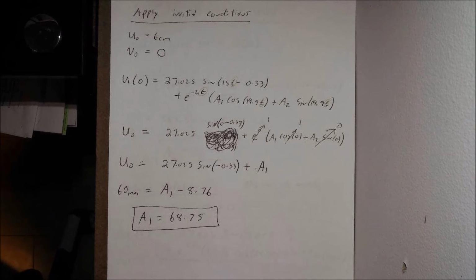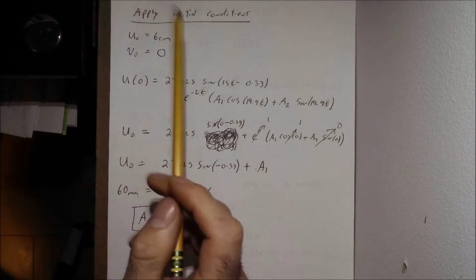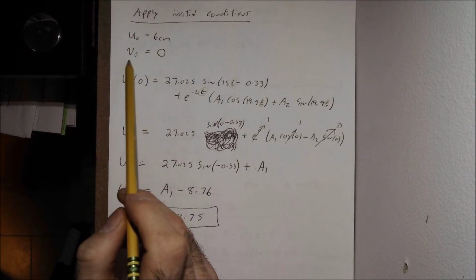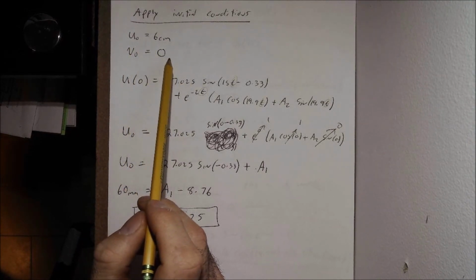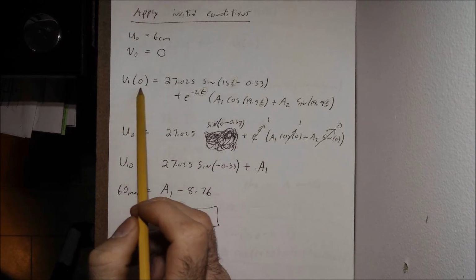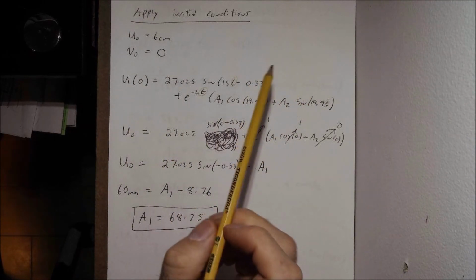So next, we want to apply our initial conditions. They give us the fact that our initial position, our u naught, is equal to 6 centimeters, and our initial velocity, v naught, is equal to 0. So we can plug those in. Initial conditions imply that we're dealing with time equal to 0, so we can plug in a u of time equals 0 into that governing equation from the previous page.